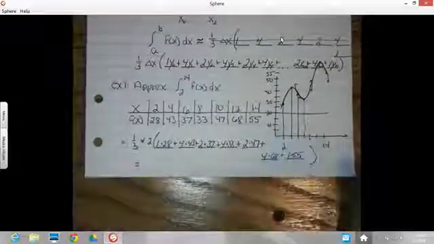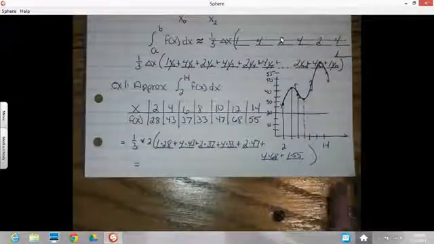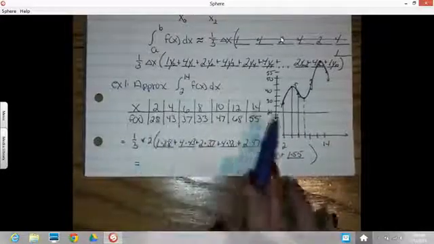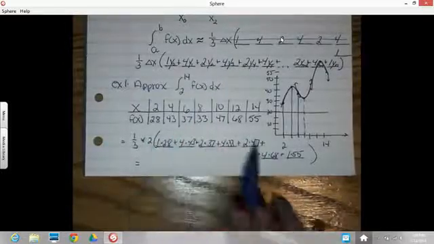Again, the only time you would use Simpson's rule as opposed to integrating is if you don't have an equation. I don't have an equation here. All they gave me was a table. So I can't do a power rule on a table. So this is the technique we're going to use.